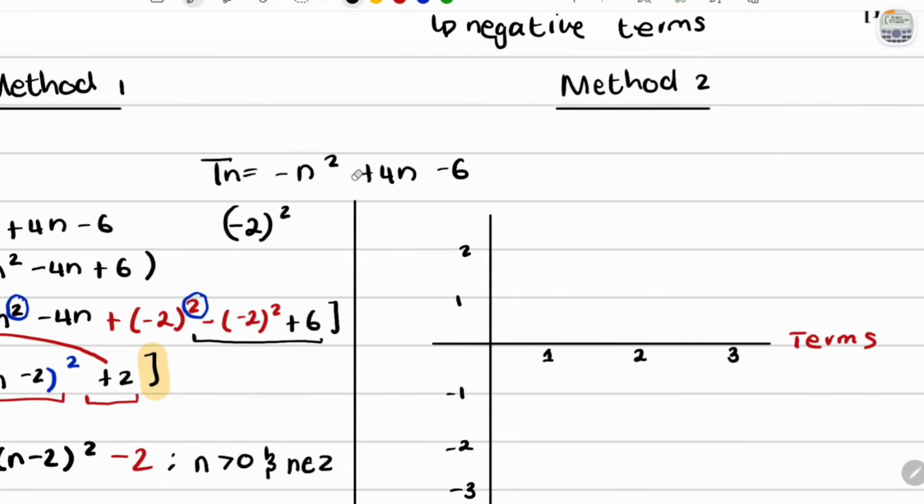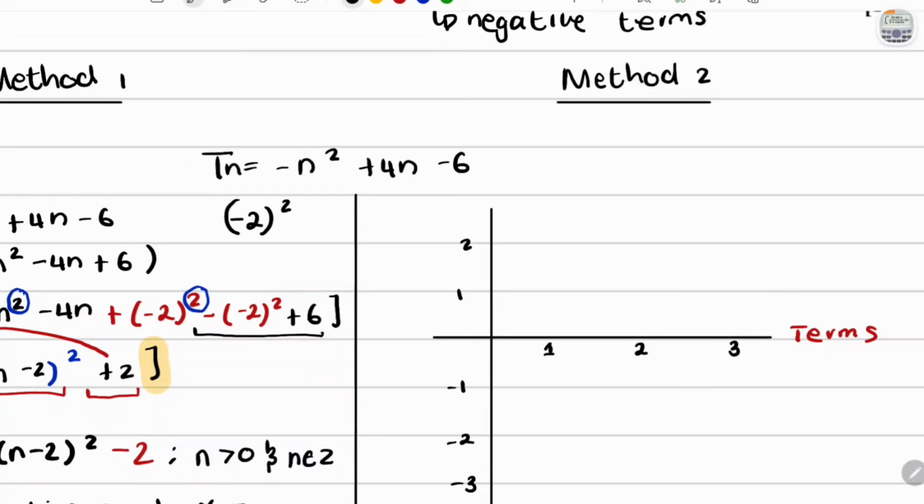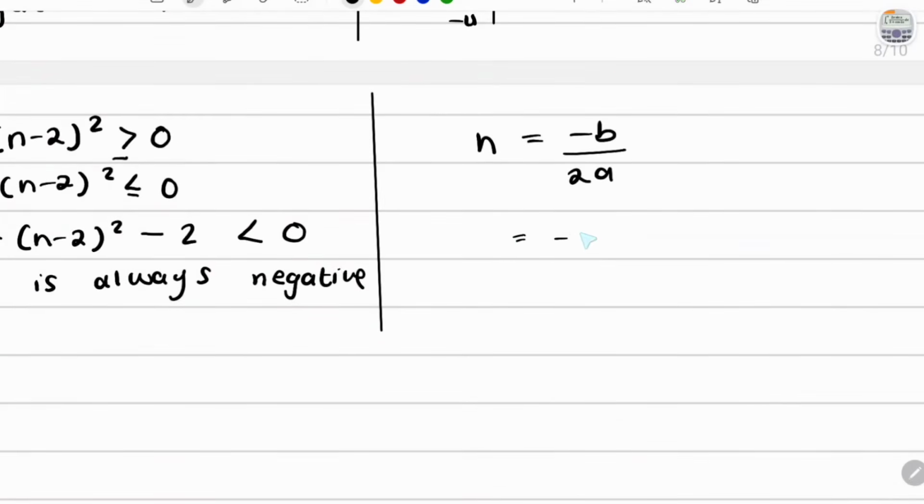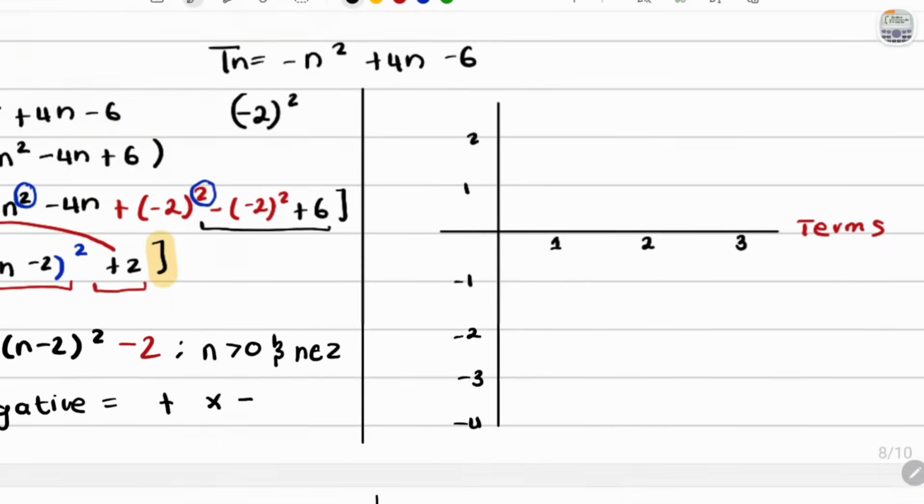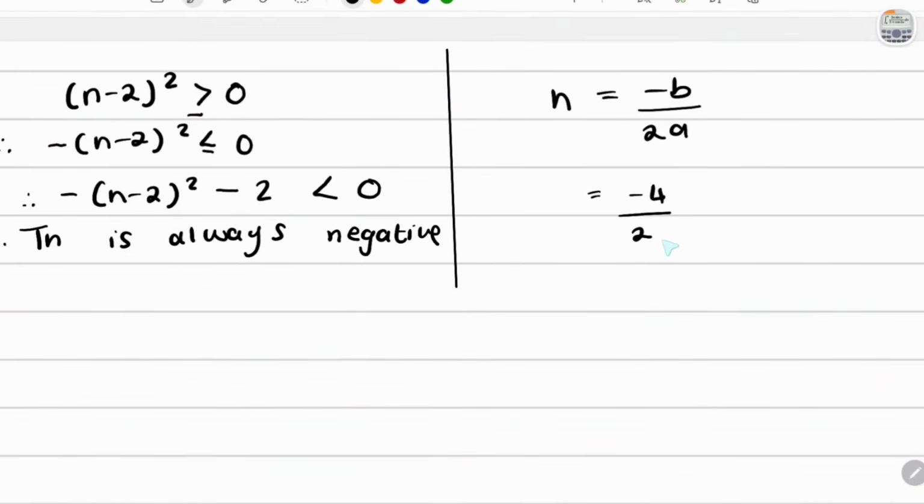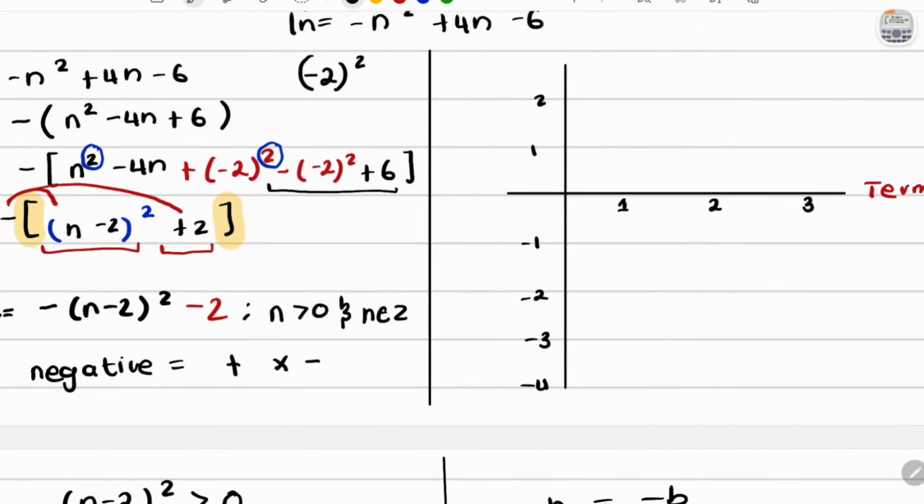So -b, you can see that the b value here is 4. So we have -4 over 2 times a, and a is -1, so that's really just -4 over -2, which is +2. So that's what the term number at the maximum is going to be. That is +2, meaning our maximum is going to happen where x is equal to +2.